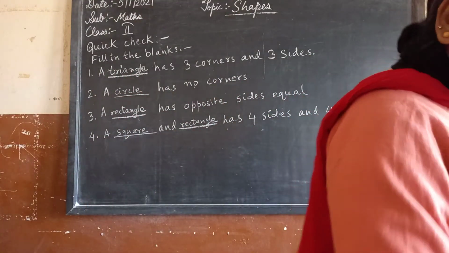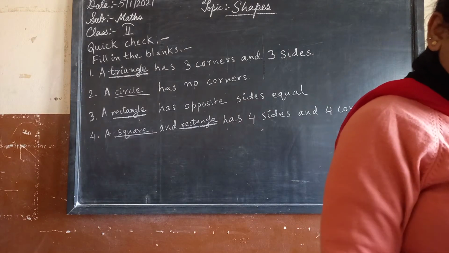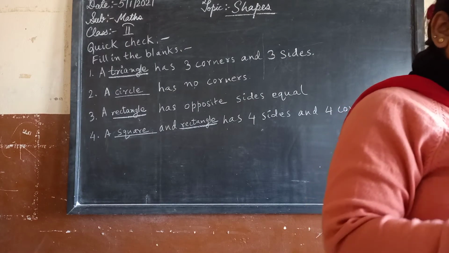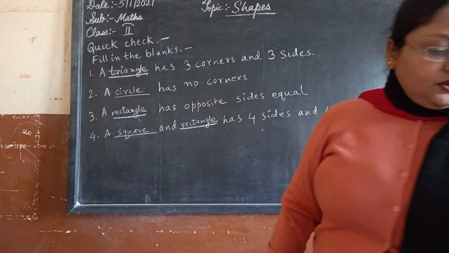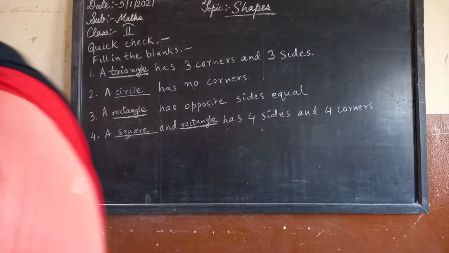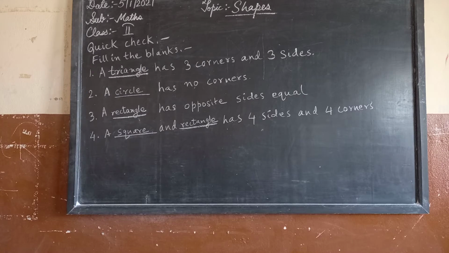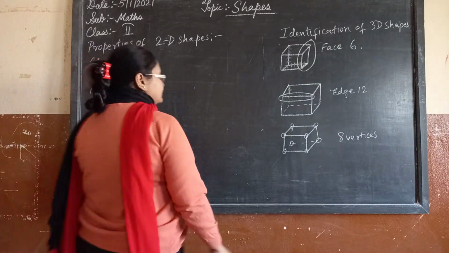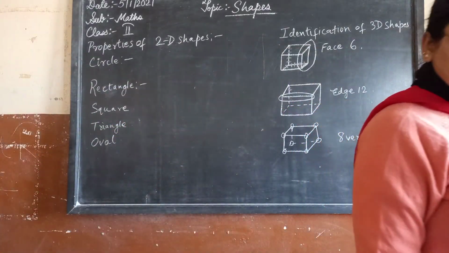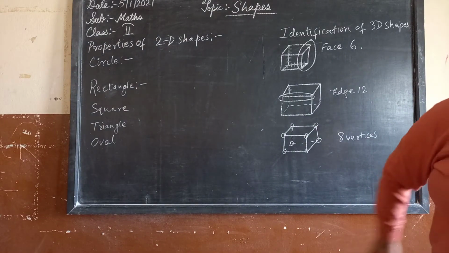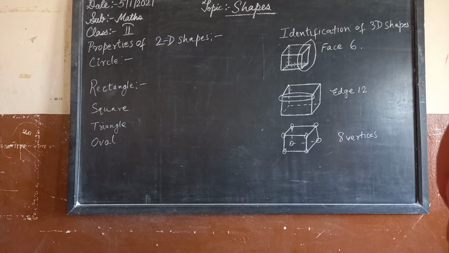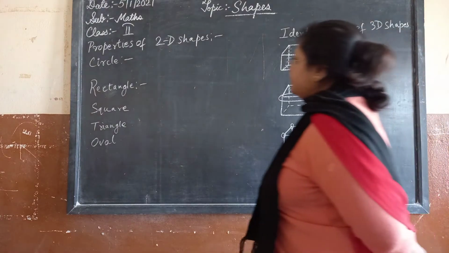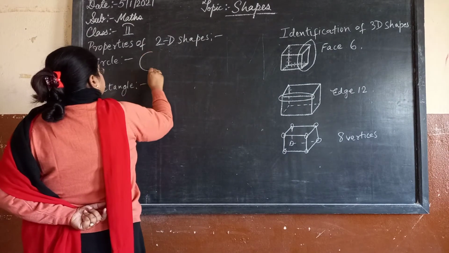Now we will start the properties of 2D shapes. Properties of 2D shapes will be the next topic which we are going to start in this video. Let's see students, in the properties of 2D shapes, the first one is the circle. In the circle there is a center point and it does not have any corners or sides, and every point on the boundary is at the same distance from the center. You know it very well. This is what we call the circle.